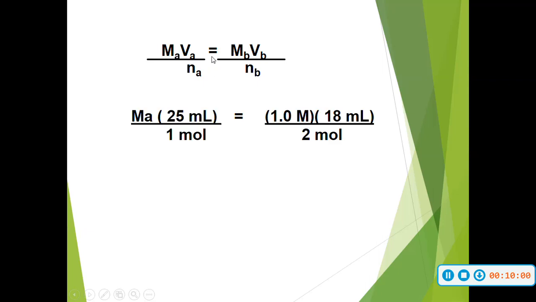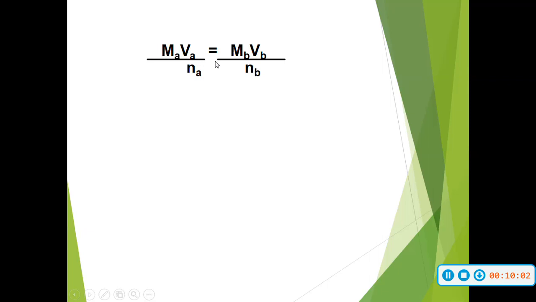Okay, so again, our formula was the molarity of our acid times the volume of our acid divided by the number of moles of our acid, equal to the molarity of your base times the volume of your base divided by the number of moles of your base. So if you plug everything that you were given from the problem into this formula, this is what you should have got.